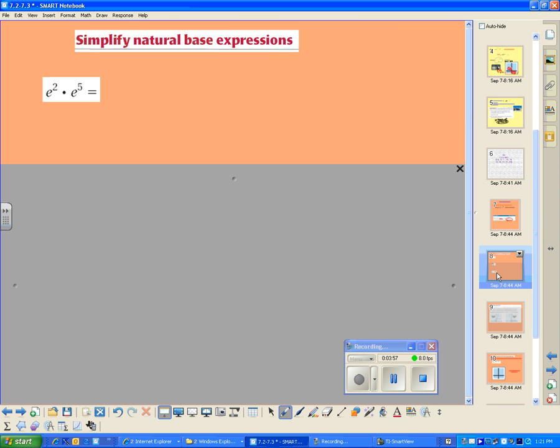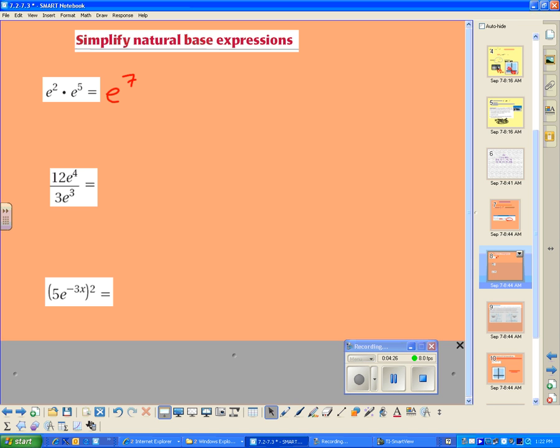The main part of this section is going to be to simplify exponential expressions like this one. Basically, you're going to treat it the same way that you would if e was a variable. So if that was x squared times x to the 5th, what would it be? e to the 7th, or x to the 7th. That's the idea. So you guys go ahead and try to simplify those.